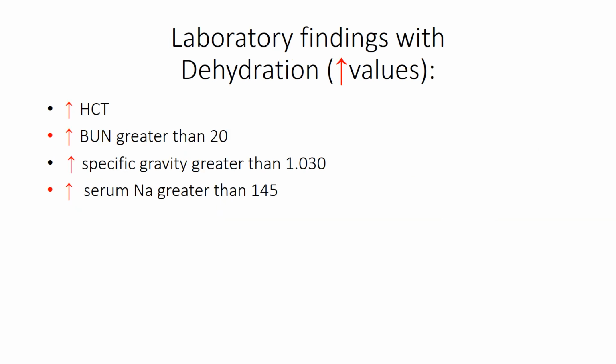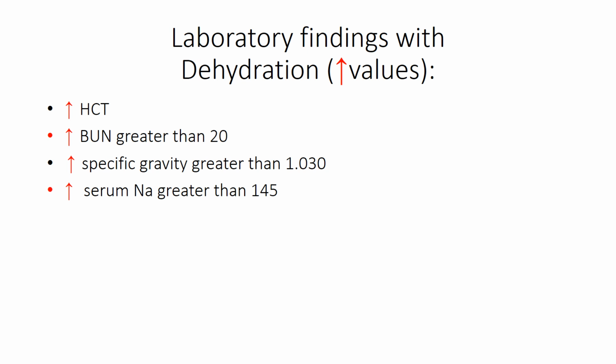Findings. With dehydration, we are going to have elevated values. This increase will be an increase in your hematocrit, your BUN greater than 20. So things are becoming concentrated due to loss of volume. Specific gravity greater than 1.030. So our urine is going to have less fluid and higher solutes swirling around in that urine.